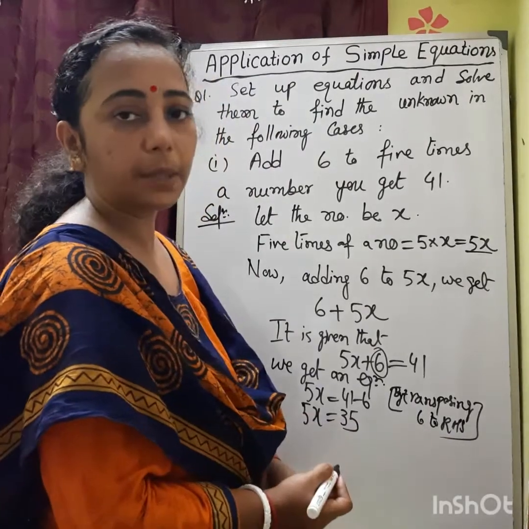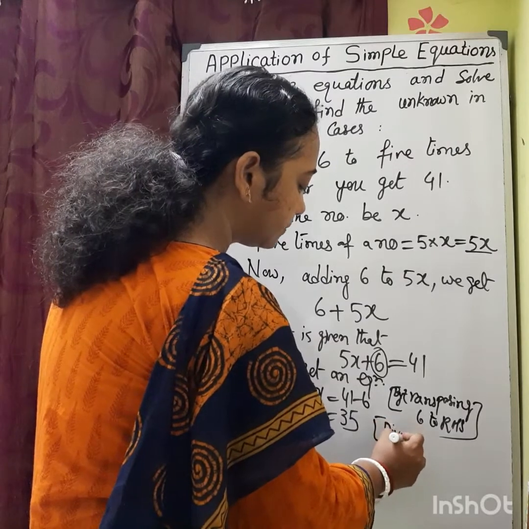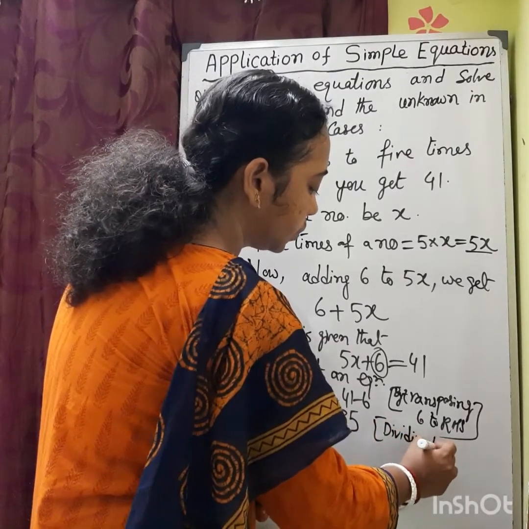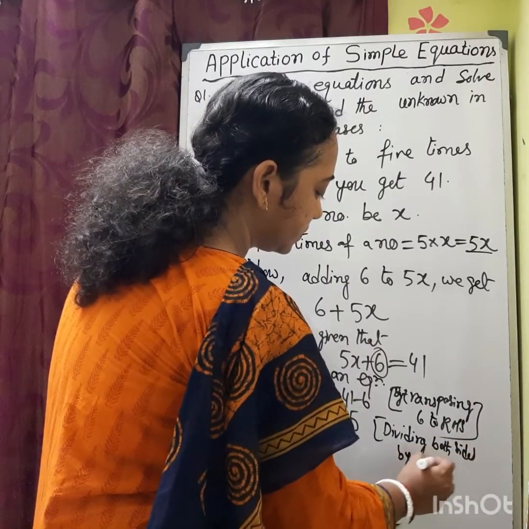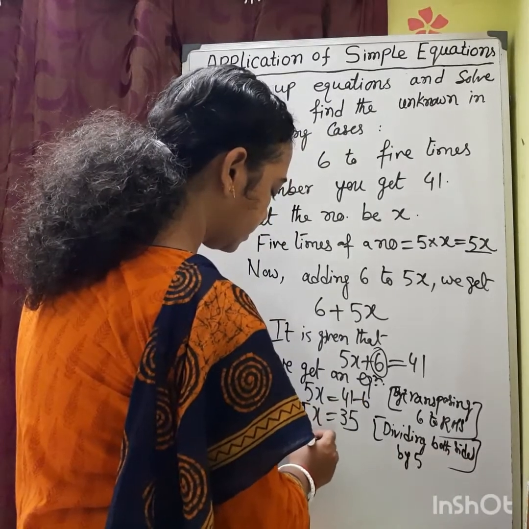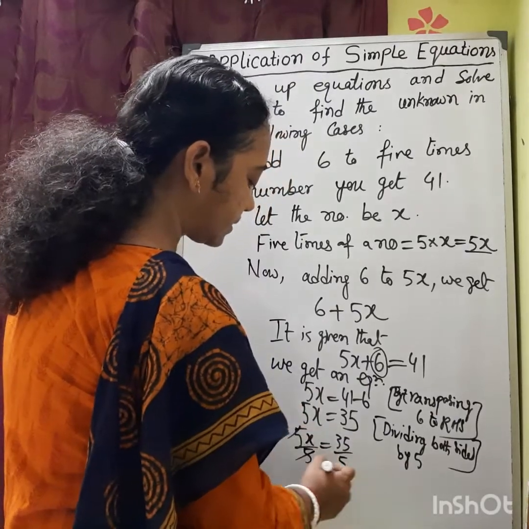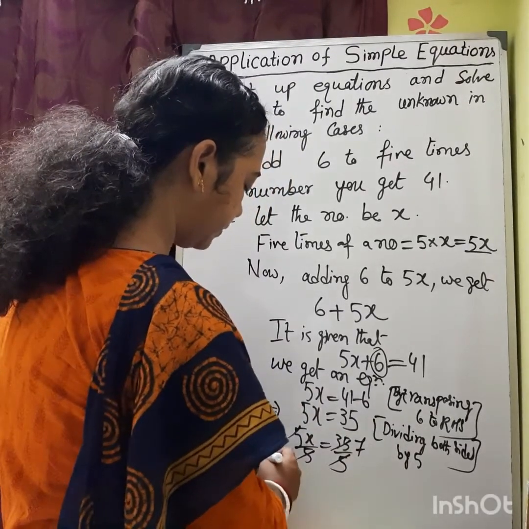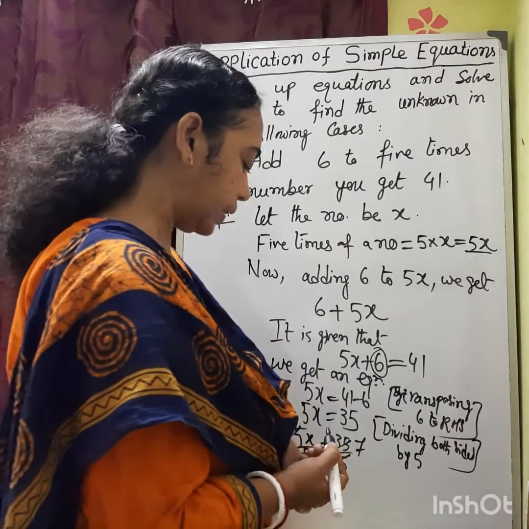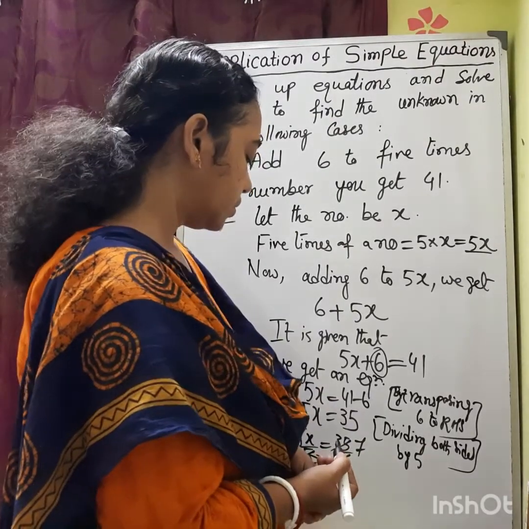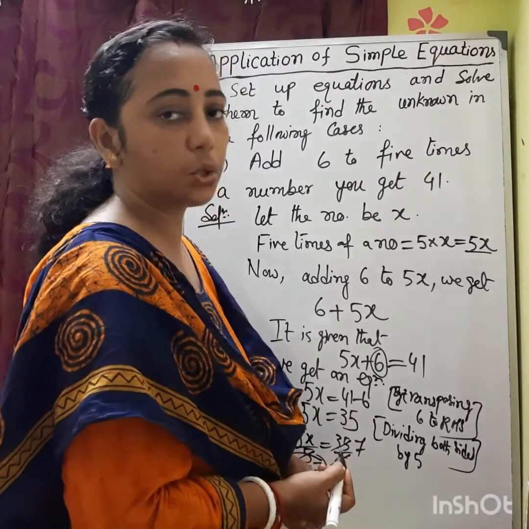Now again x is multiplied with 5. So dividing both sides by 5, we get 5x by 5 is equal to 35 by 5. So this 5 will cancel out and 5 sevens are 35. So this implies x is equal to 7. So here we are getting the value of x as 7. So x equal to 7 is the solution of this equation, that is 5x plus 6 is equal to 41.